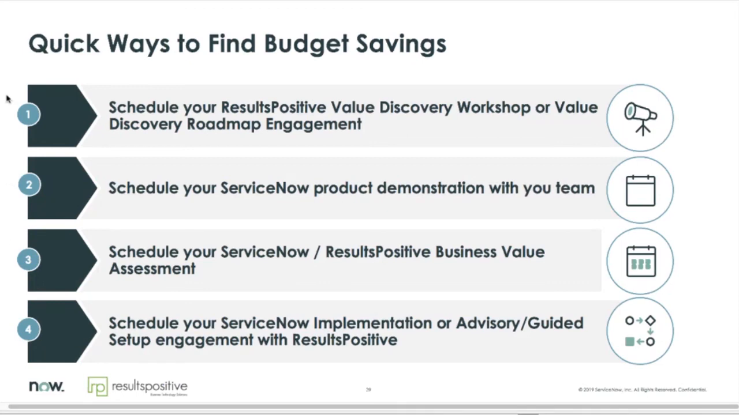So that takes us to what Jason was mentioning in terms of the next steps and the quickest way to get to your budget savings. We can schedule the value discovery workshop, as Jason mentioned, and then from there discuss the roadmap. If you'd like further details, we can definitely schedule a product demonstration. We can schedule that business value assessment if you're trying to get the information needed to justify spend and investment. This is a real key area that's very, very easy to do with these tangible hard savings.